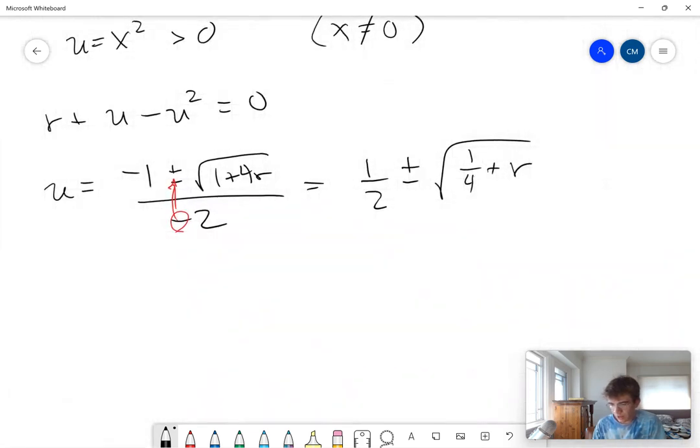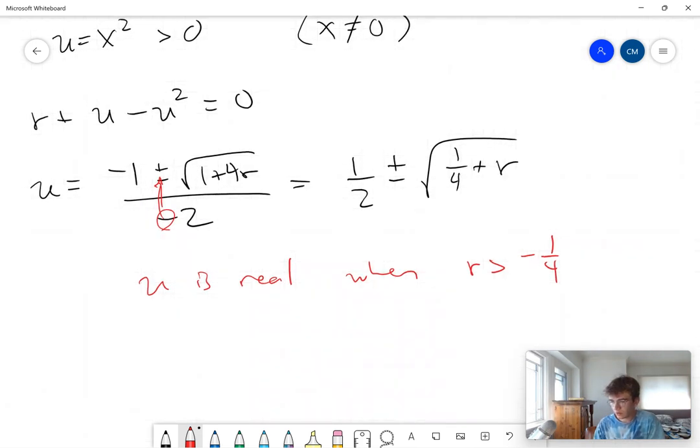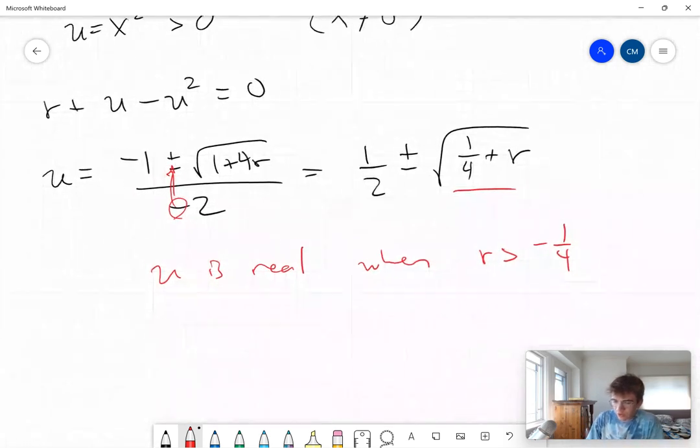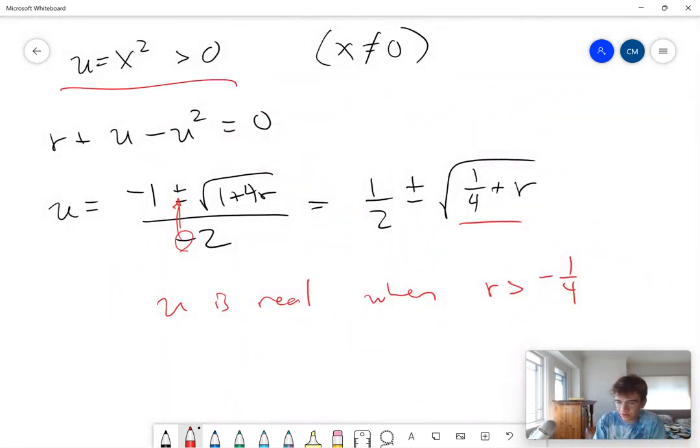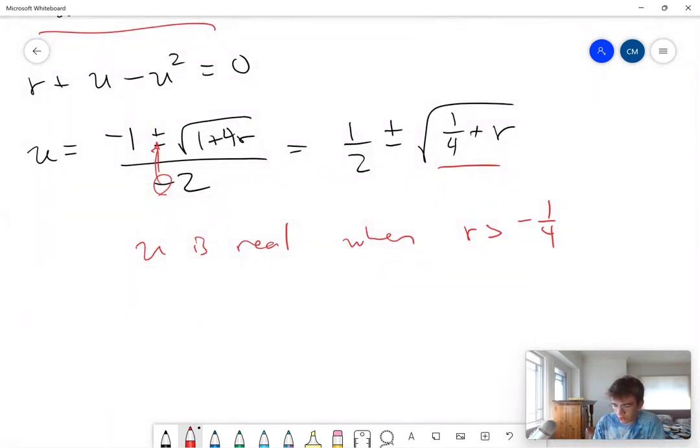Now I want to look at when this u is real valued. So u is real when r is greater than negative 1/4, just by looking at the inside of this square root here. Also, remember that we have the condition that u has to be strictly positive, so we also want to check for when u is positive.